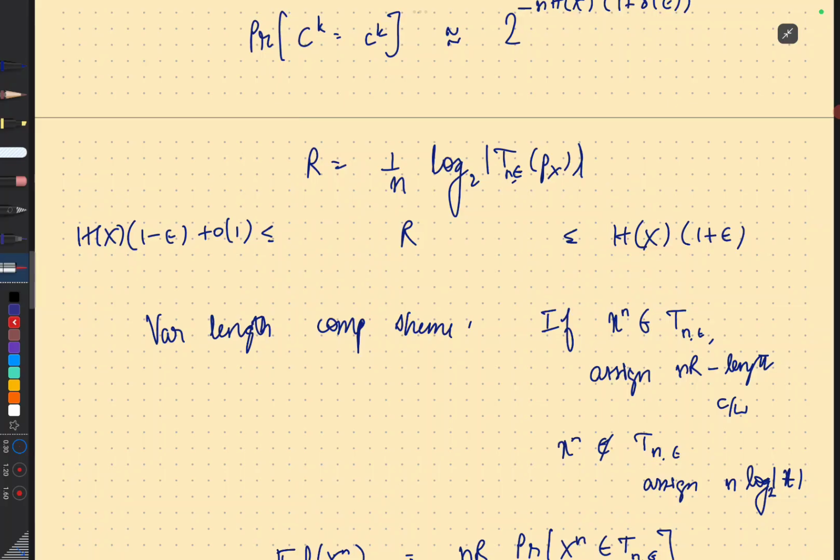All right. And now what we want to know is, is this the best possible? Is it possible to construct a compressor for which the rate is strictly below the entropy? And we'll basically show that no, that is not possible. All right. So let's see how to prove that.